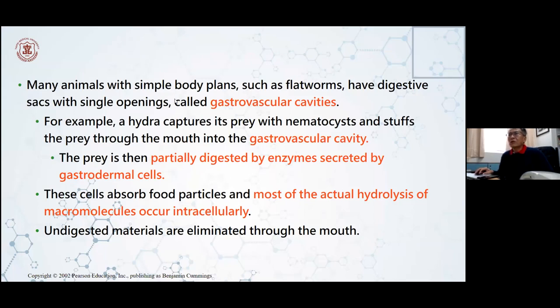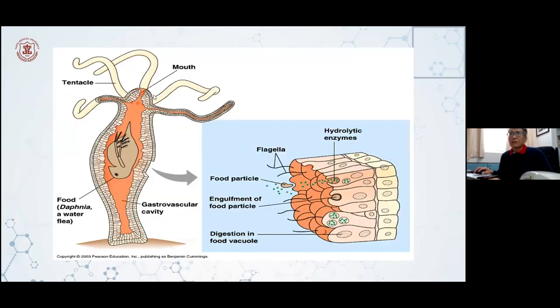The lower animals do this because they are very simple. They have only one layer of cells. So they use intracellular digestion to hydrolyze the macromolecules into monomers for their nutrients. And the undigested material is eliminated through the mouth, because lower animals like the hydra only have one opening called the mouth. So the food is taken in from the mouth and the undigested material is removed through the mouth. Okay, so the hydra uses intracellular digestion to produce nutrients for their body.